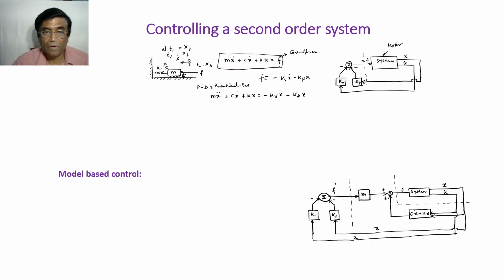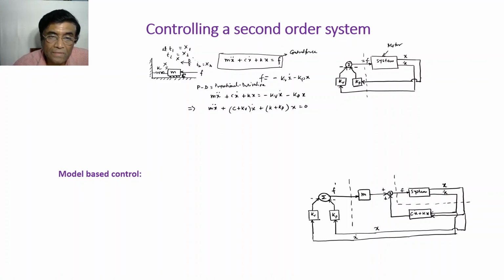Derivative. Proportional derivative control, okay? Controller. Now, if this is my equation, then how can I simplify it? M x double dot plus, I am taking this here, (C plus Kv) x dot plus (K plus Kp) x equal to 0. Now you see what is M, C, K, they are the system parameters, right?